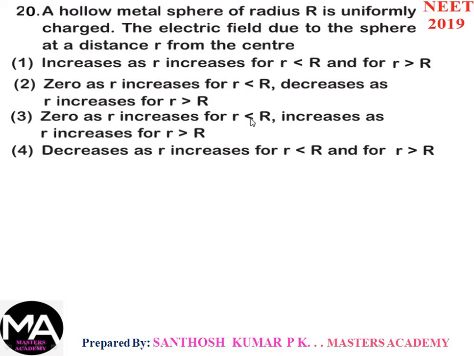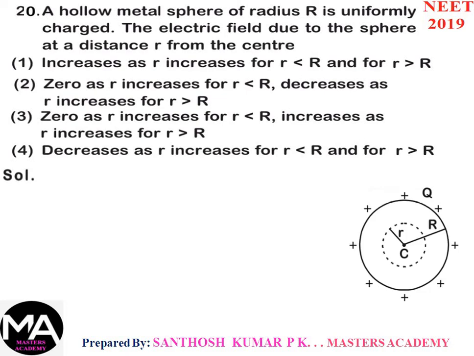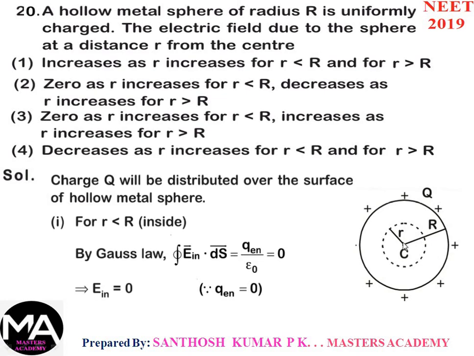As r increases for small r less than capital R, it increases; for r greater than capital R, it decreases as r increases. It is simple. So we know that a hollow metallic sphere of radius R is uniformly charged. Electric field due to the sphere at a distance r from the center. We know the electric field due to a spherical shell, whenever the point is inside and outside. Let's first consider the point is inside, that is r is less than capital R. So when r is less than capital R, we know that the charges will be present outside, therefore electric field is 0 according to Gauss law.